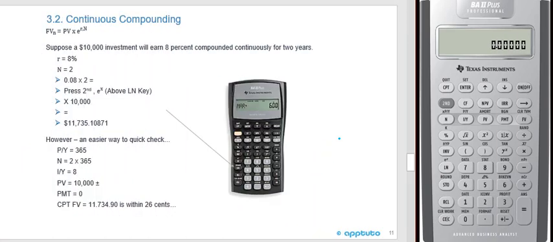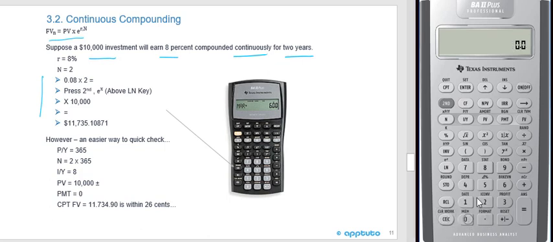Okay, here's a little bit more practice on the continuous compounding. So we've got the algebraic formula at the top. But let's look at the example, and here I give you the exact keystrokes. Suppose you have a $10,000 investment that will earn 8% compounded continuously for 2 years. What's the future value on that? Okay, so here I've got the keystrokes, starting with the first bullet.